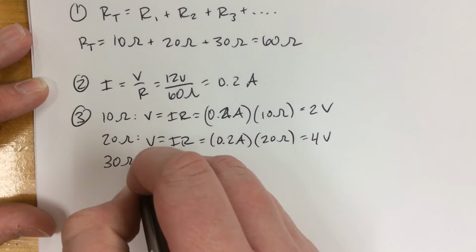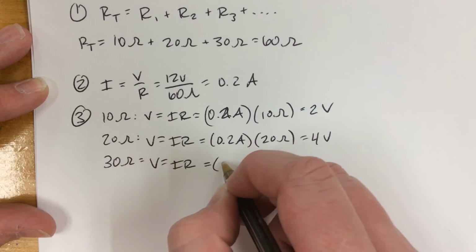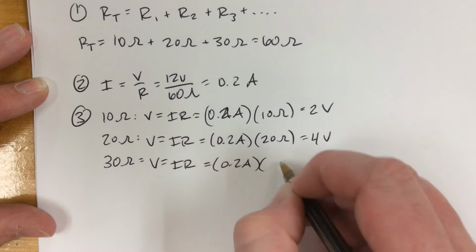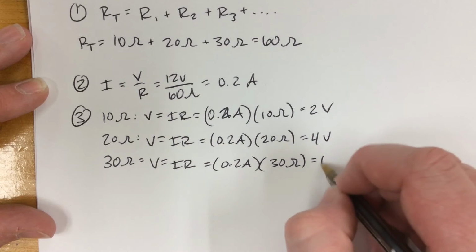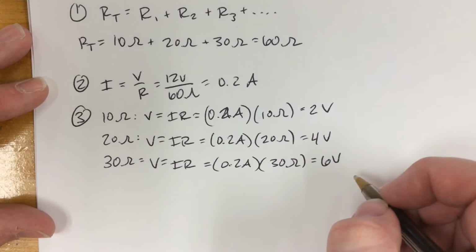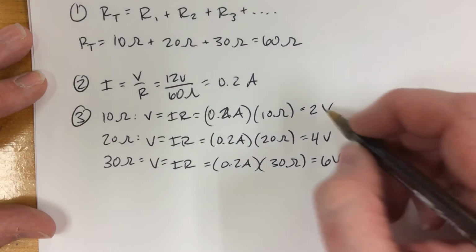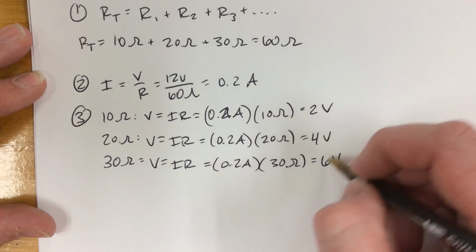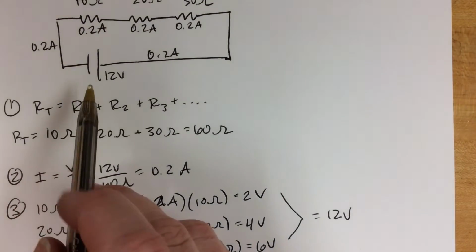Again, we'll do it for 30 ohms. V equals IR, still 0.2 amps, this time 30 ohms. 0.2 times 30 gives us 6 volts. Now to double check what we actually have happening here, 2 plus 4 is 6, plus another 6 equals 12 volts, which is what we have on our battery up here.